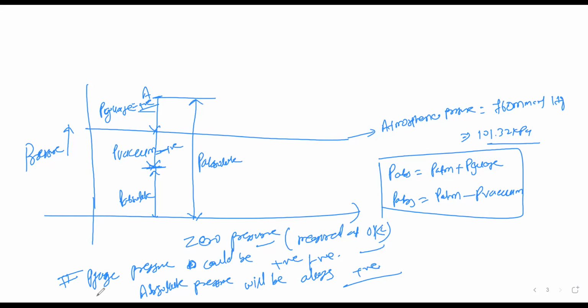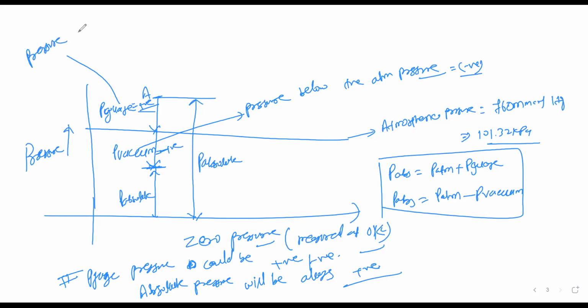So here the gauge pressure and absolute pressure, we have defined that here. And zero pressure also we have defined that. So you can look at it here. And vacuum pressure means what? The pressure below the atmospheric pressure. And below means it will represent some negative. Gauge pressure means the pressure above the atmospheric pressure.